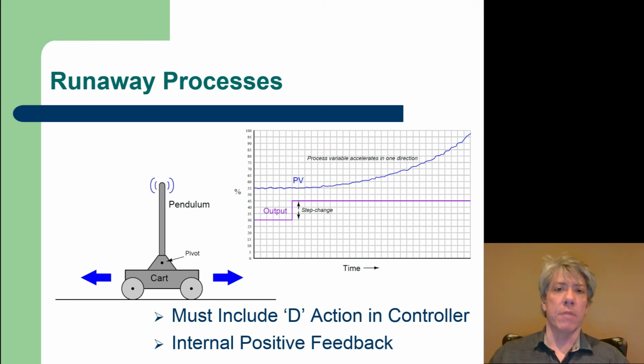Now, the key feature of a runaway process like this is that it has some type of internal positive feedback. So as the process variable moves away from the set point, it's driven harder and harder away from the set point. And of course, you can imagine a pendulum, the farther it is from the upright position, the more the moment due to gravity to tend to cause it to angularly accelerate and fall over.